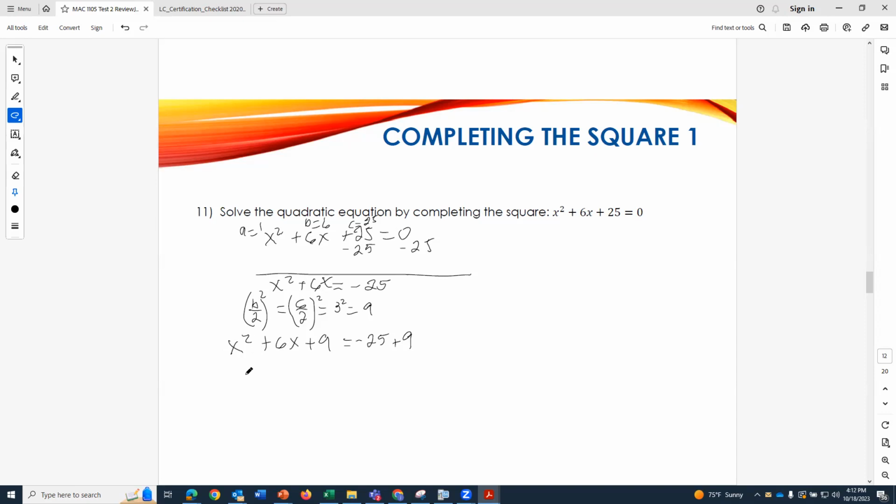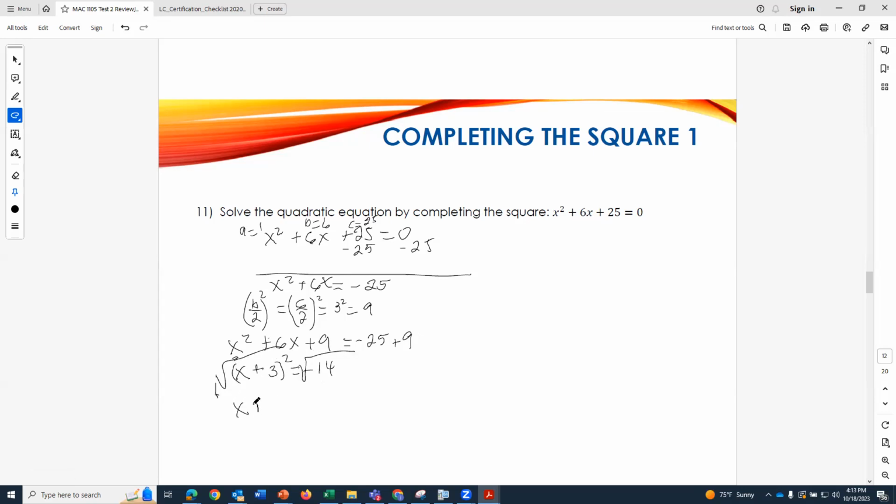When we make this a perfect square, the square root of x squared is x, and the square root of 9 is 3. So x plus 3 squared equals -25 plus 9, which is -16... negative 14. And now we take the square root of both sides.